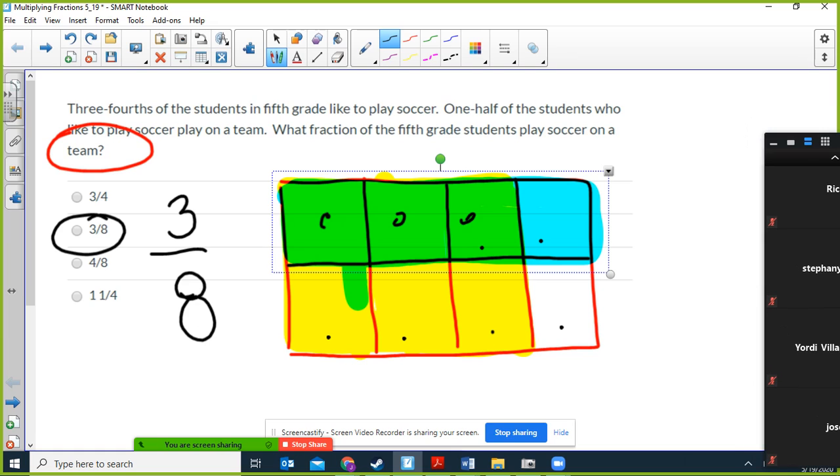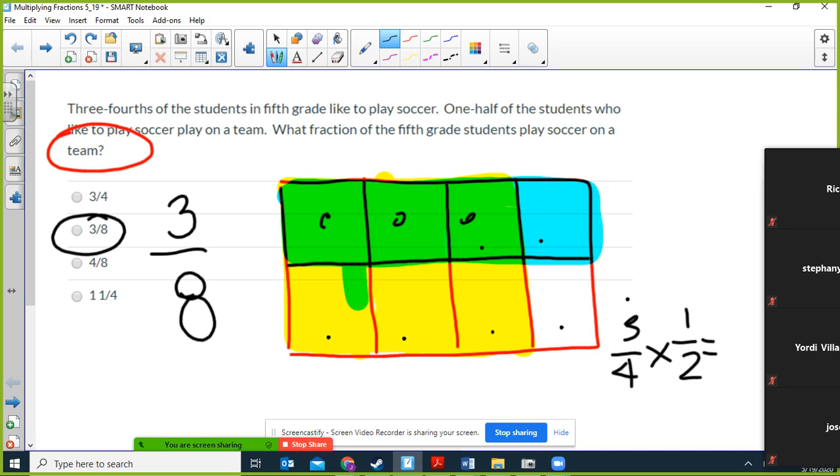If you had done that with the standard algorithm of numerator times numerator, denominator times denominator, you would have done 3/4 times 1/2. Guys, bear with me. Sometimes the smart board does not work on the computer as well as it does on the actual smart board. So numerator times numerator, or 3 times 1, equals 3. Denominator times denominator, or 4 times 2, equals 8. So that would have been your final answer.